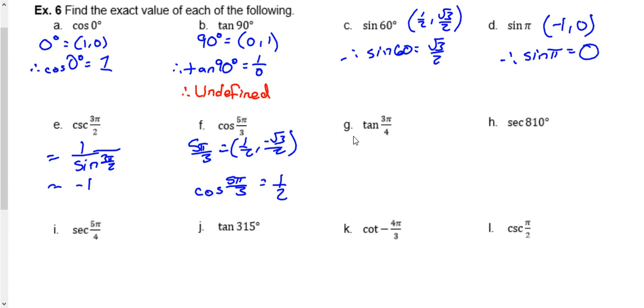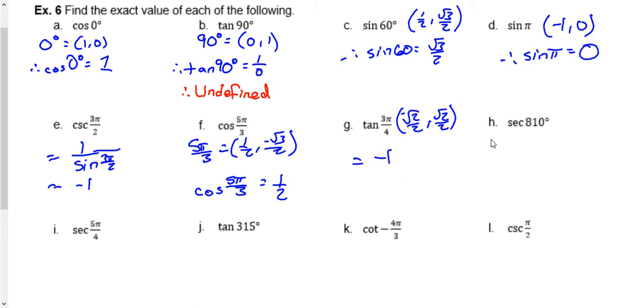Tangent is a combination of your y divided by x. So at 3 over 4, 3 quarters pi there, you are at negative root 2 over 2 and a positive root 2 over 2, because you're in quadrant 2. So again, tangent is the same thing as saying y divided by x. So if you divide them, you'll end up with just a -1 there.